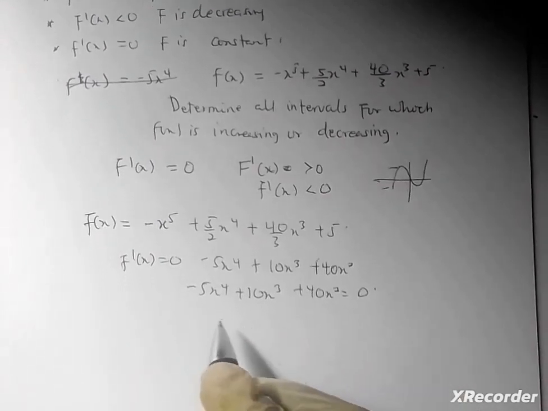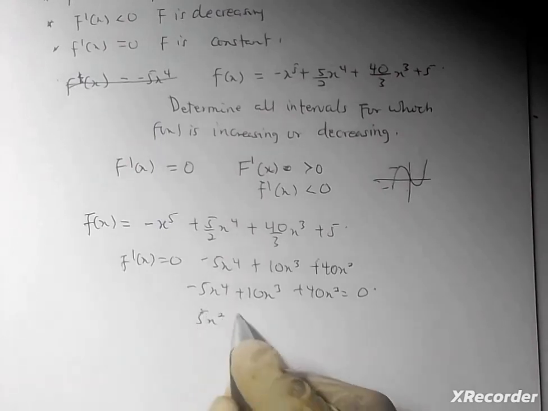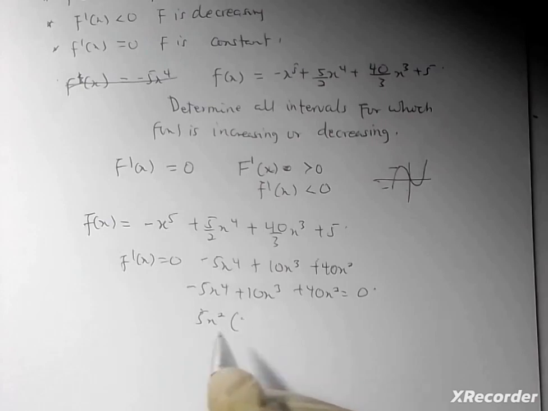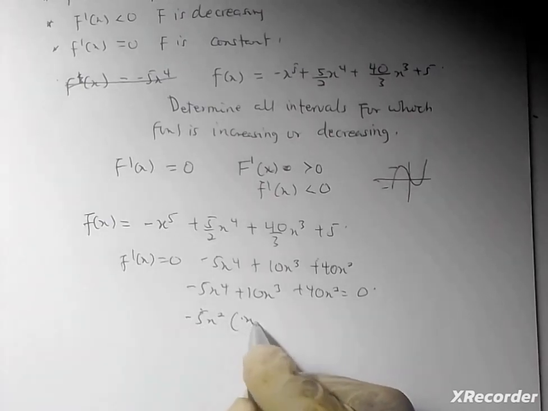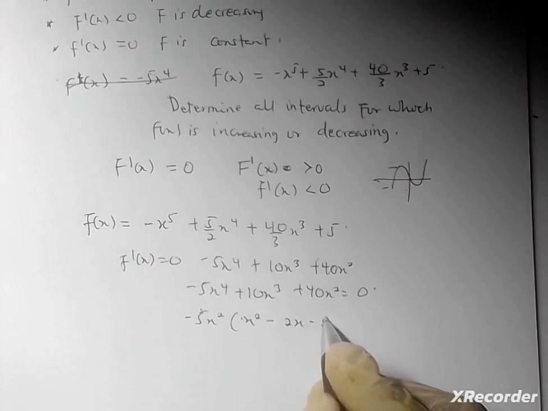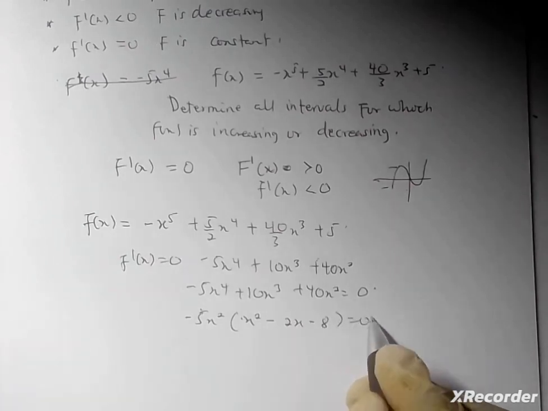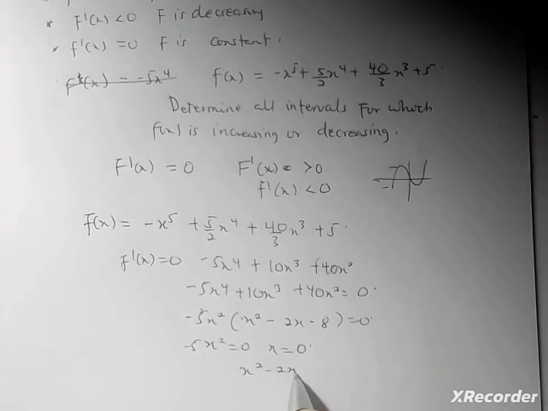I factorize x squared out. Let me make it negative rather, so negative 5x squared out. I'm going to get x squared minus 2x minus 8 equal to 0. So negative 5x squared will be equal to 0, making my x equal to 0. Then my x squared minus 2x minus 8 will also be equal to 0.